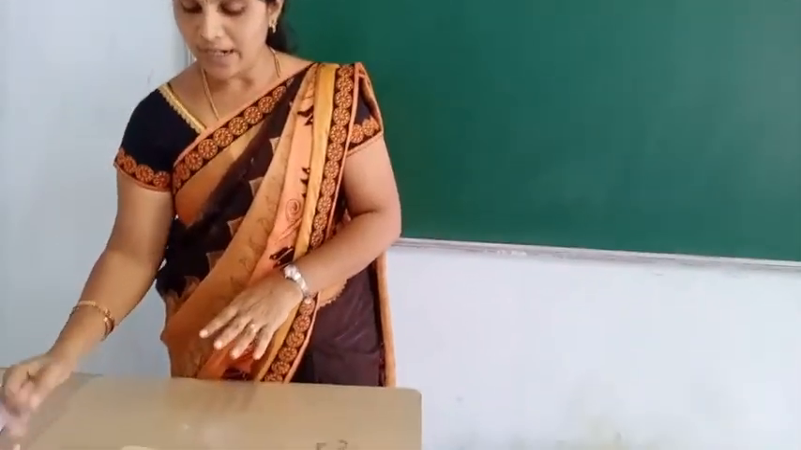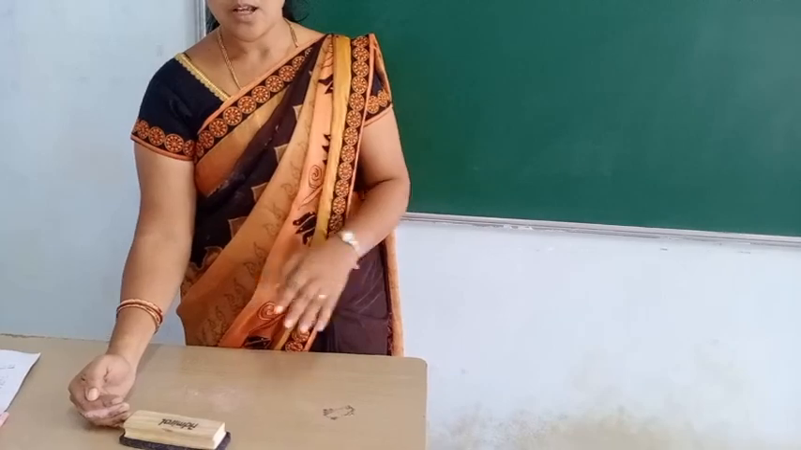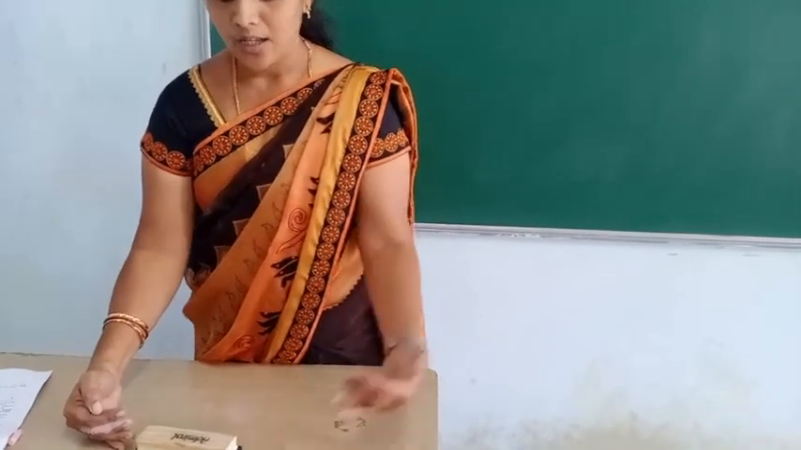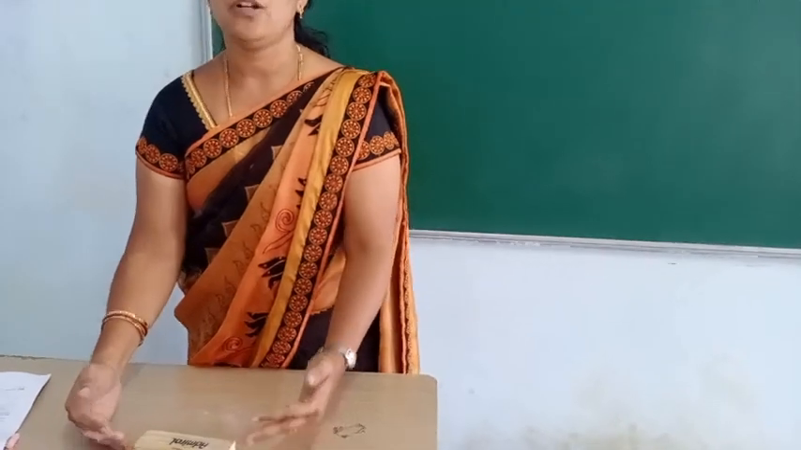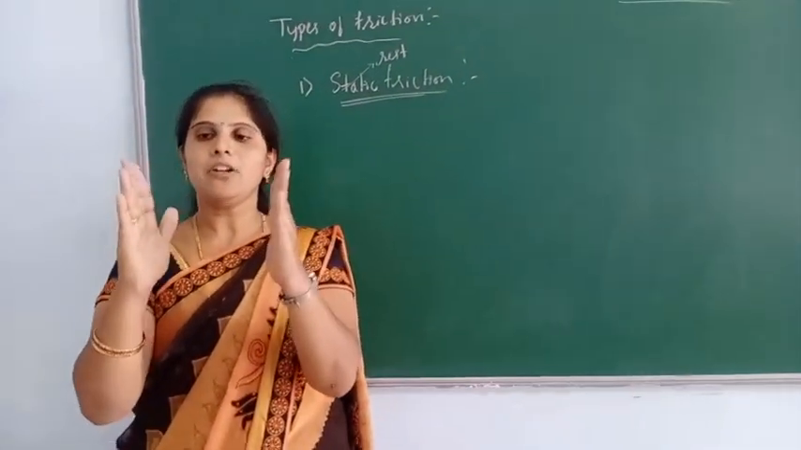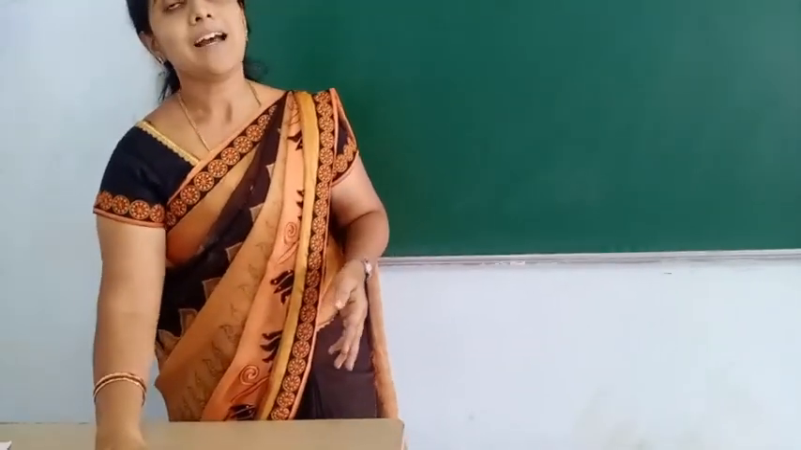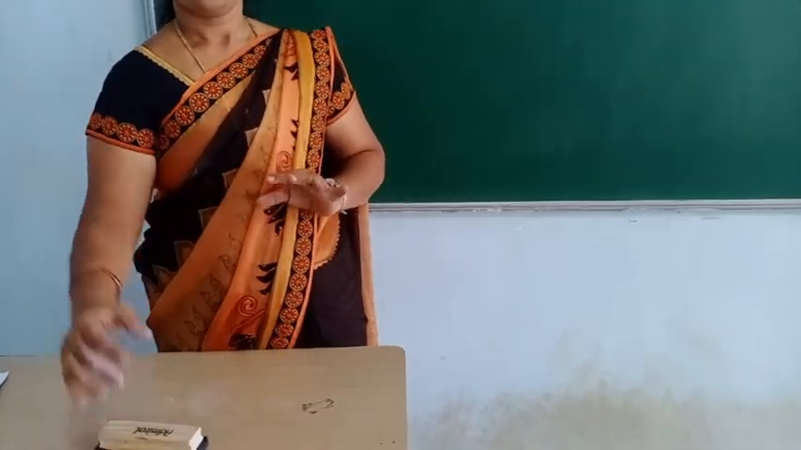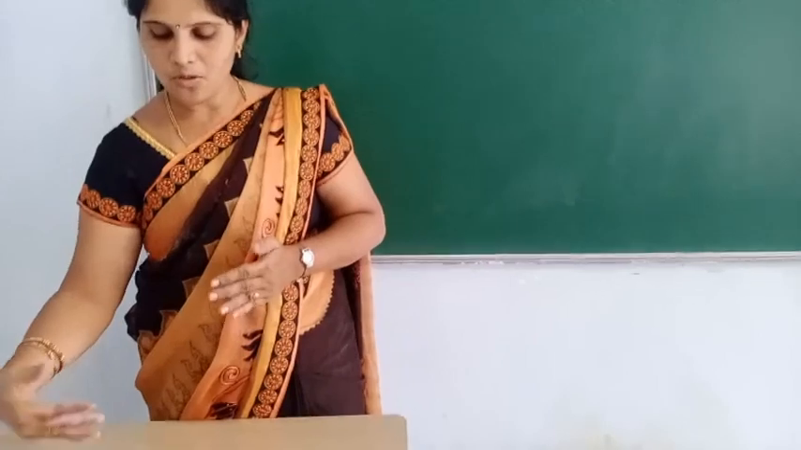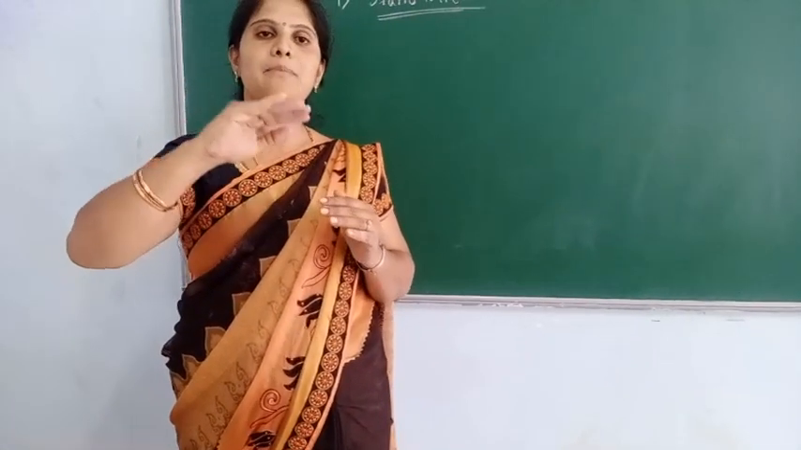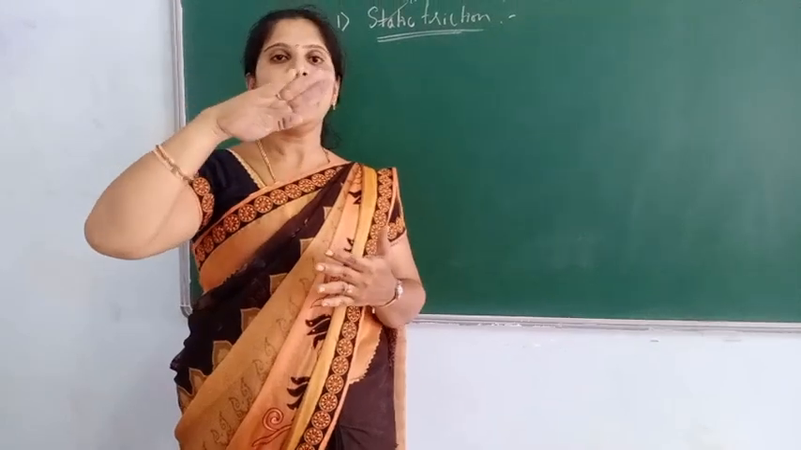Suppose I applied 2 Newton force, so the frictional force is also 2 Newton. If I applied 3 Newton, the frictional force is also 3 Newton. So the two forces are equal in magnitude but opposite in direction. So the body is in equilibrium, and the duster is at rest. That means if we apply external force up to a certain limit, the frictional force also increases. By increasing the applied force, the frictional force also increases.